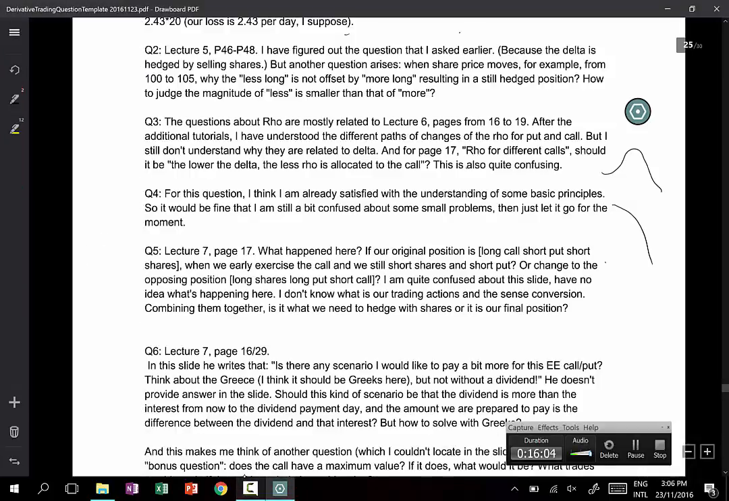Okay, now I want to just read the question again and figure out exactly what the student is having problem understanding. I have understood the different paths of changes of the rho for puts and calls. I think we discussed that because there are two forces opposing each other in the case of the call, but for the put rho, they actually go pretty much in the same, at least in the same direction. But I still don't understand why they are related to delta.